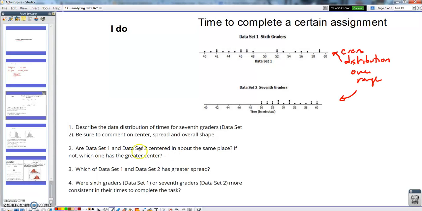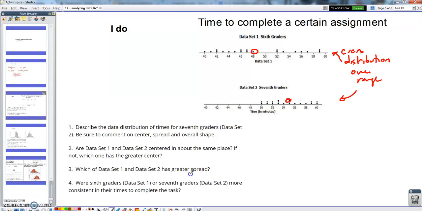Two, we kind of talked about. Are they centered in the same place? No, not even close. We estimated that this one was centered about here, and this one was centered about here. I'd really want you to count and find the actual median, but the centers, this kind of thing, I would say, no, they're not centered. The center is definitely greater on the 7th grade.